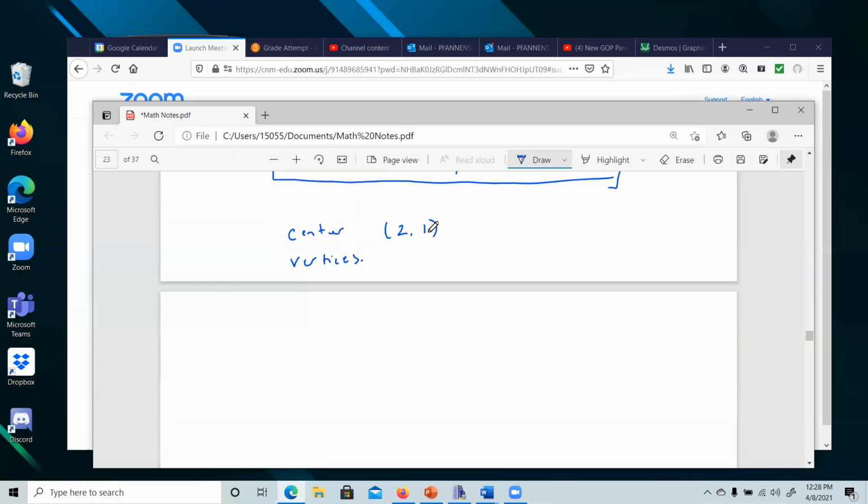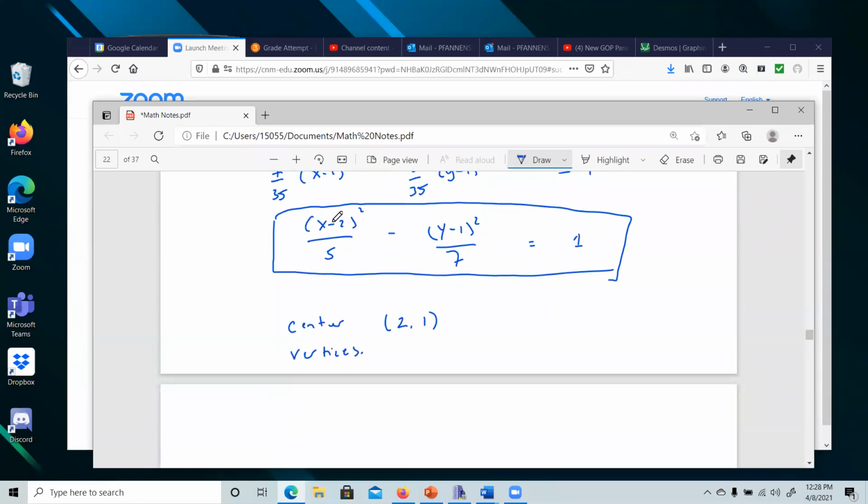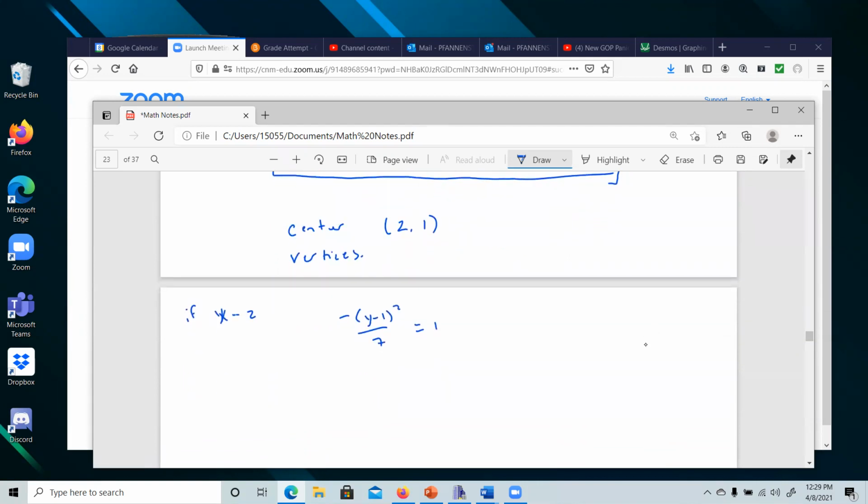Okay, if I set x to be 2, so if x were equal to 2, then what I'd have is negative y minus 1 squared over 7. So wait a minute, that's the negative one. This is not the real part of the solution. So this hyperbola looks something like this. It goes from side to side, not up or down. So not this one.